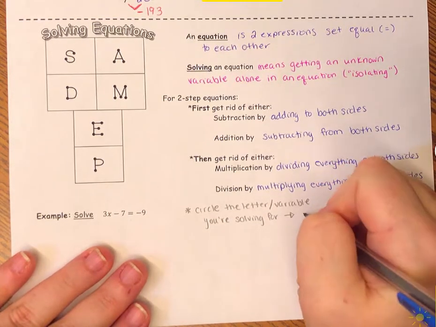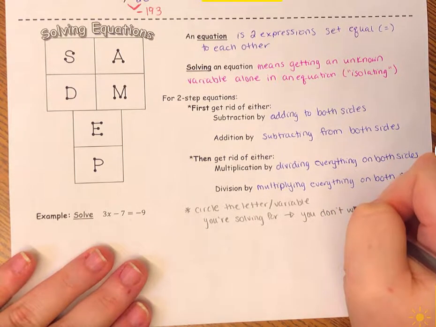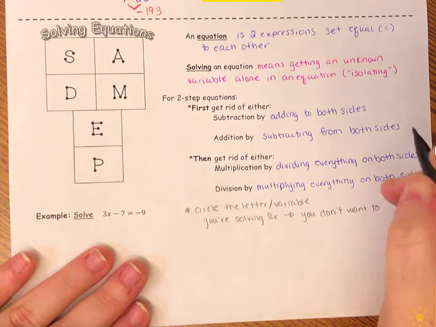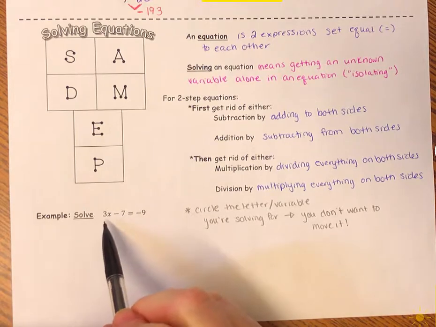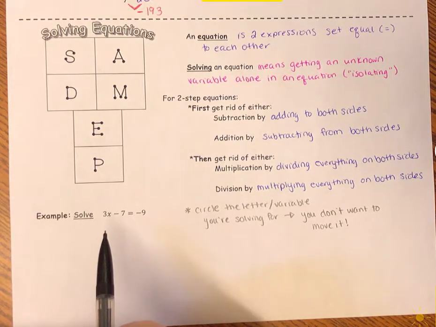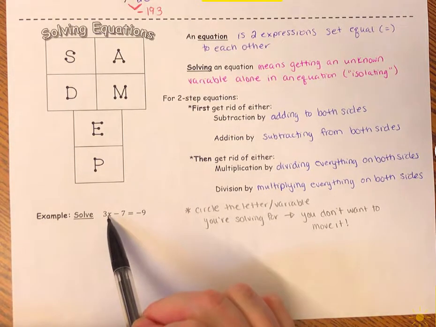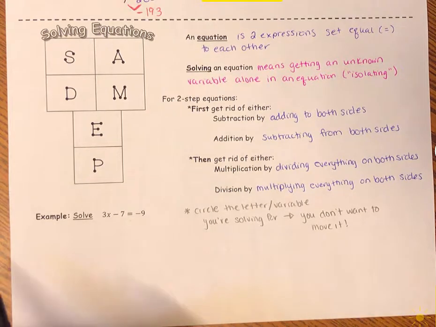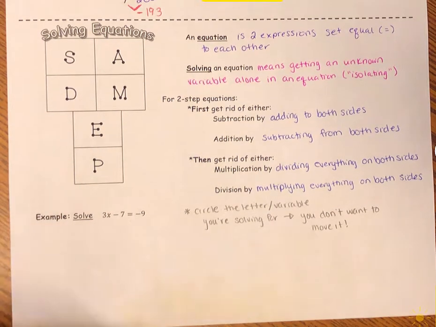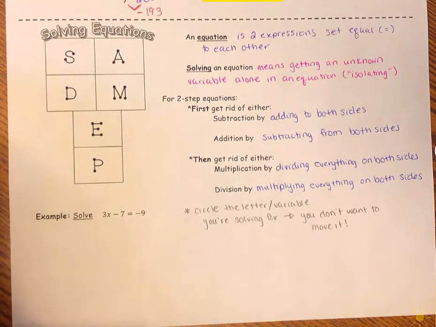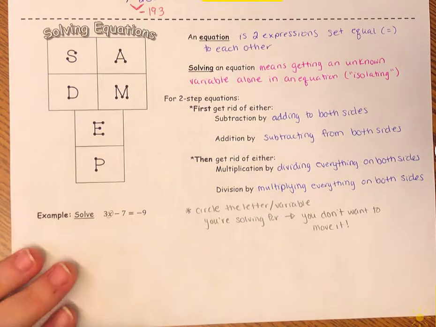But the other thing is you don't want to move it. If you only have one letter in the problem, you want to keep that letter where it is. So anything attached to it needs to be moved away from it, but that letter itself, just the letter, needs to stay where it is. If I had a letter on the other side, I would need to get all of the letters on one side before I can finish. So I'm going to circle this letter X. I'm going to start solving.